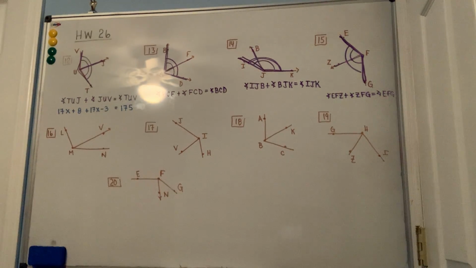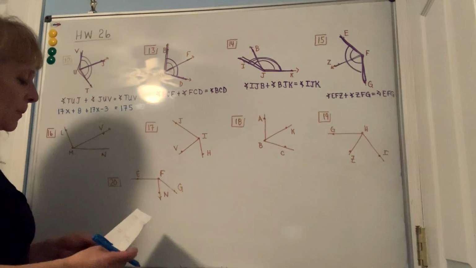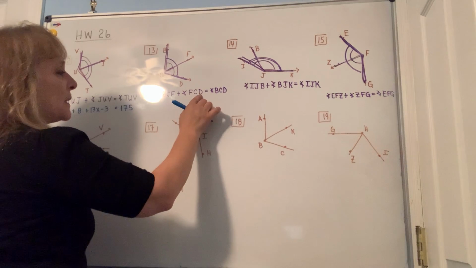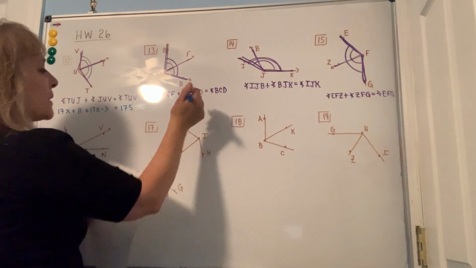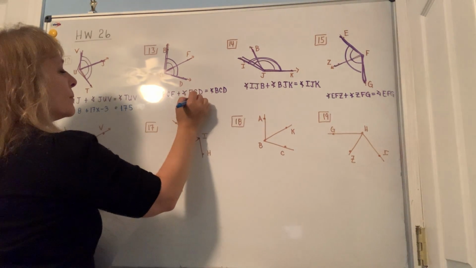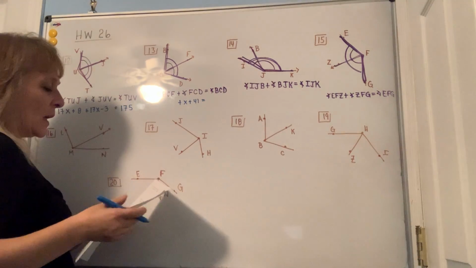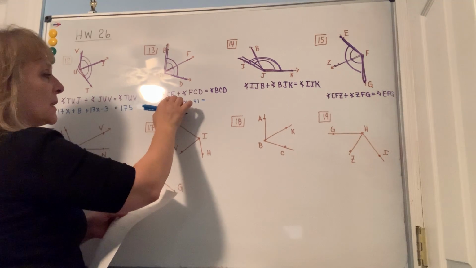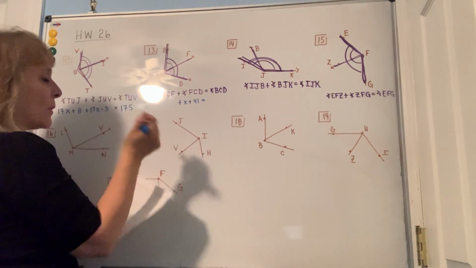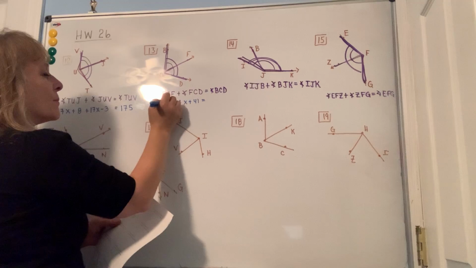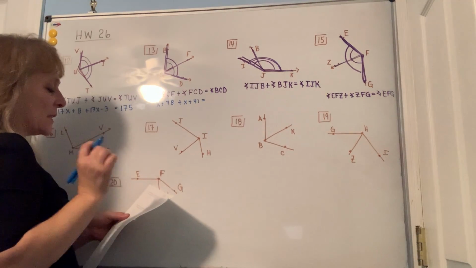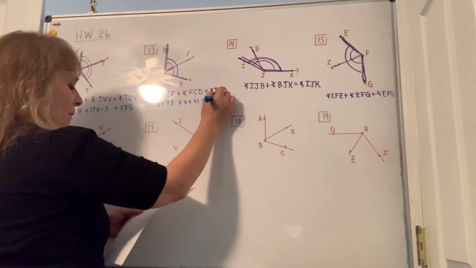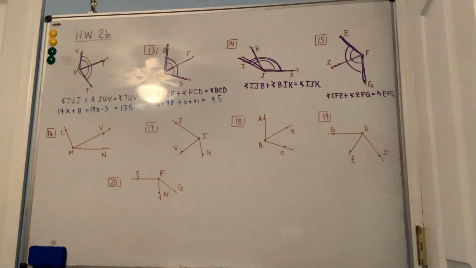So let's set up the next one. In the next one, and this is number 13, angle FCD. So here it is, FCD. That angle is x plus 41. It then says angle BCF. That one is x plus 78. And finally, it says angle BCD. That one is 95. That's the equation you have to solve.